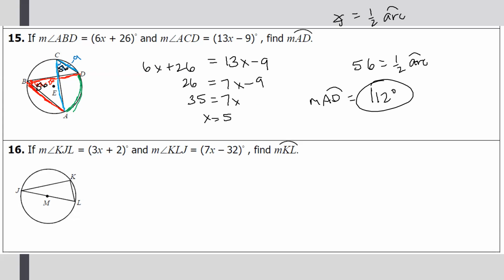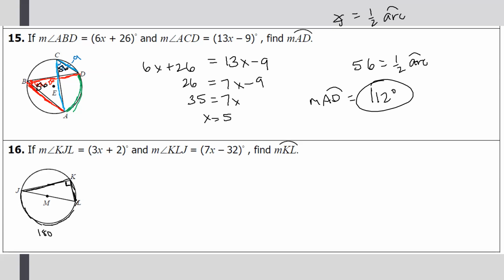Number 16. I see a triangle in number 16. That's nice. And it's going to be a right triangle. Why is it a right triangle? Well, because this angle right here, angle JKL, is intercepting the diameter, or this 180 degree arc. And half of 180 is 90.